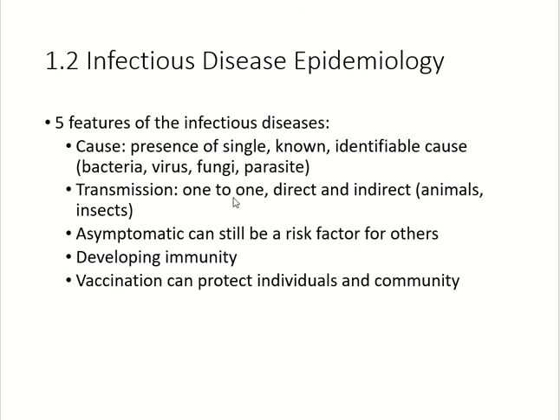Direct and indirect also come under the principle of a single point versus multiple points. Number 3 is that an asymptomatic person can still be a risk for others. So a person without symptoms can still infect other people. And number 4, people who get the disease most likely develop immunity. And the last thing is that vaccination can protect individuals and the community. Now, you will notice that these principles do not apply to chronic disease epidemiology.